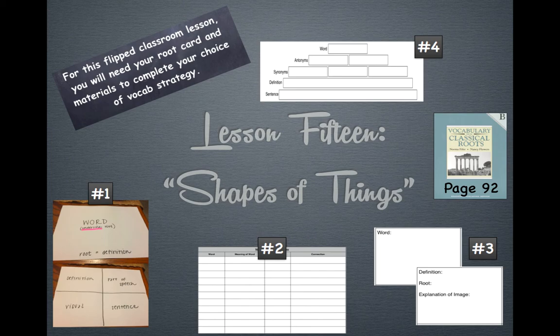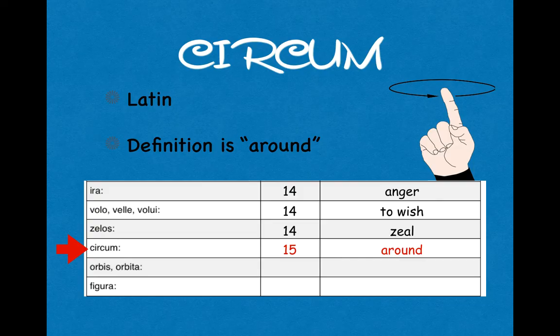And for this lesson, per usual, you're going to need your root card and the strategy you've chosen to complete for this week. Might be a good idea to switch it up. There are only 2 left, so you could try something new this time. We have quite a few roots that we're going to be learning that you'll need to add to your card. And then we have 9 total words for this lesson.